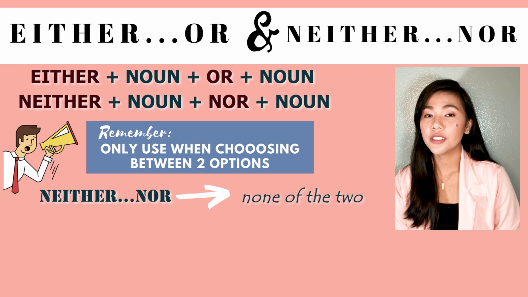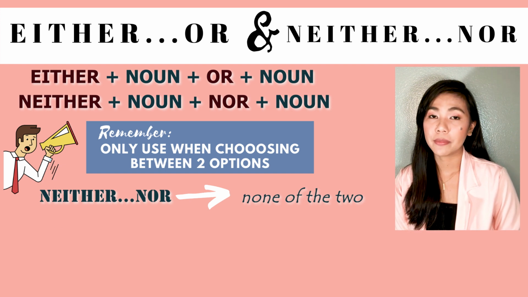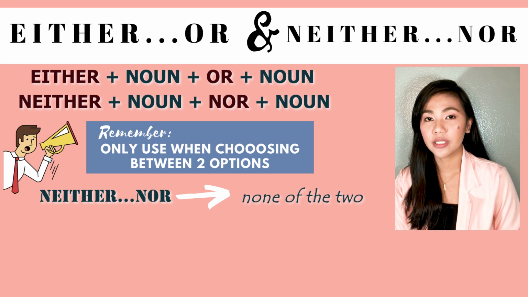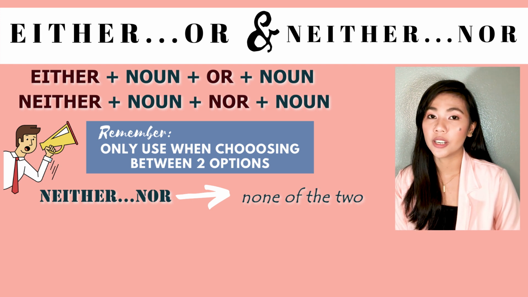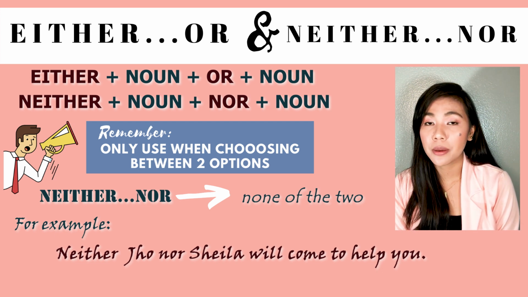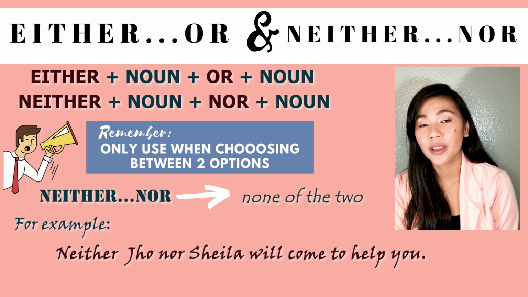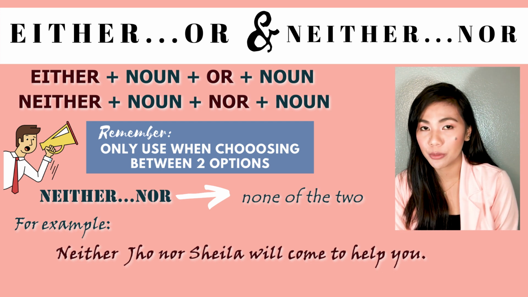Now, neither...nor means none of the two. The structure is just the same: neither plus noun plus nor plus noun. So when we use neither, we will also use nor. For example, "Neither Sheila nor Joe will come to help you." This only means that none of them will come to help you. So Sheila won't come to help you, and Joe won't come to help you.